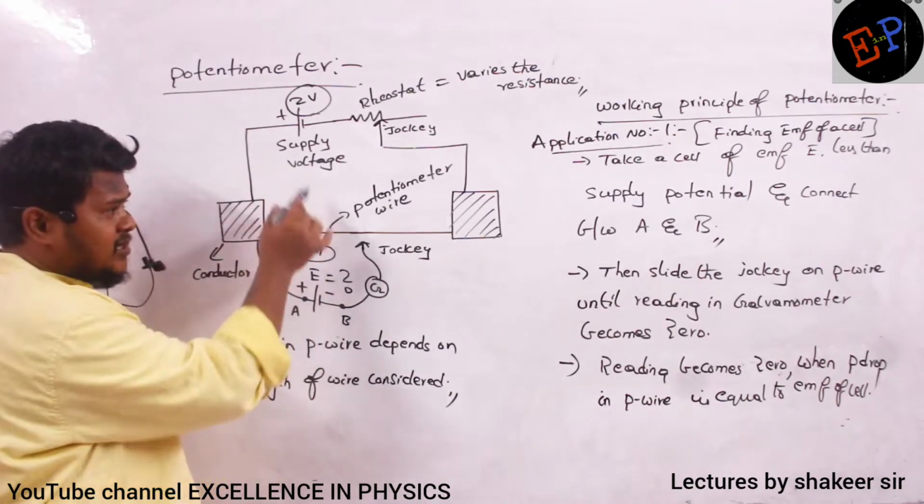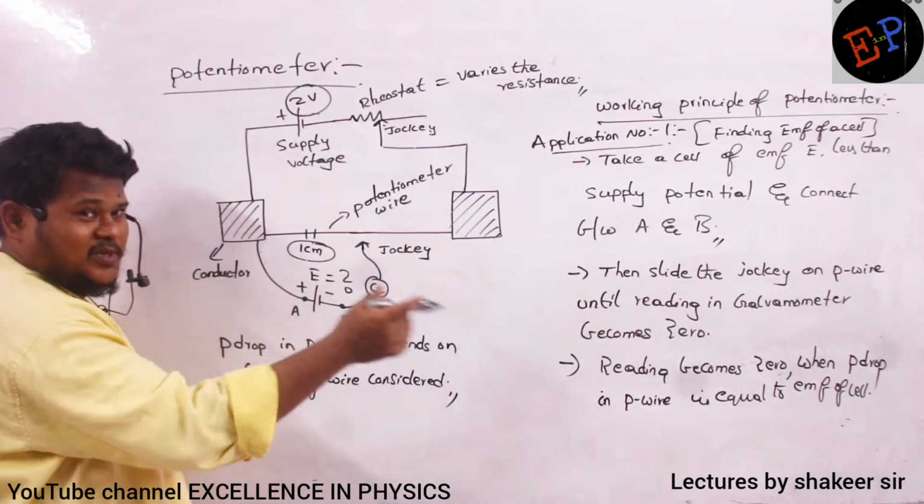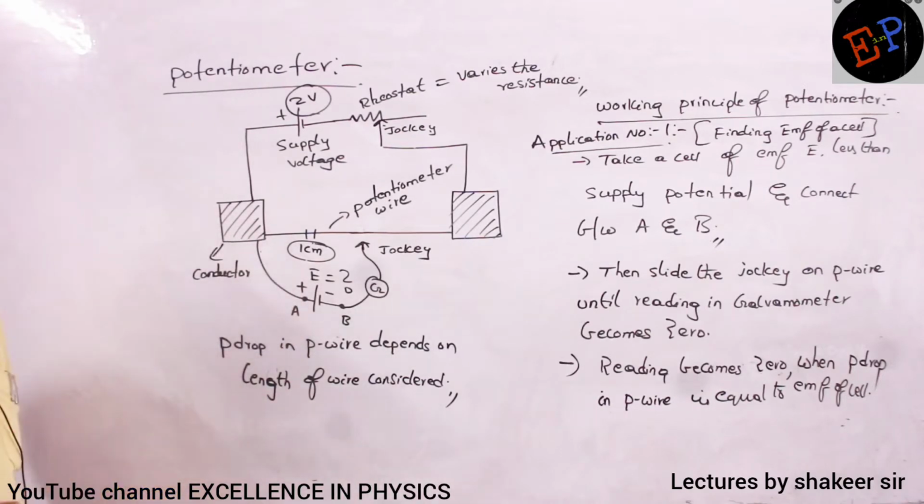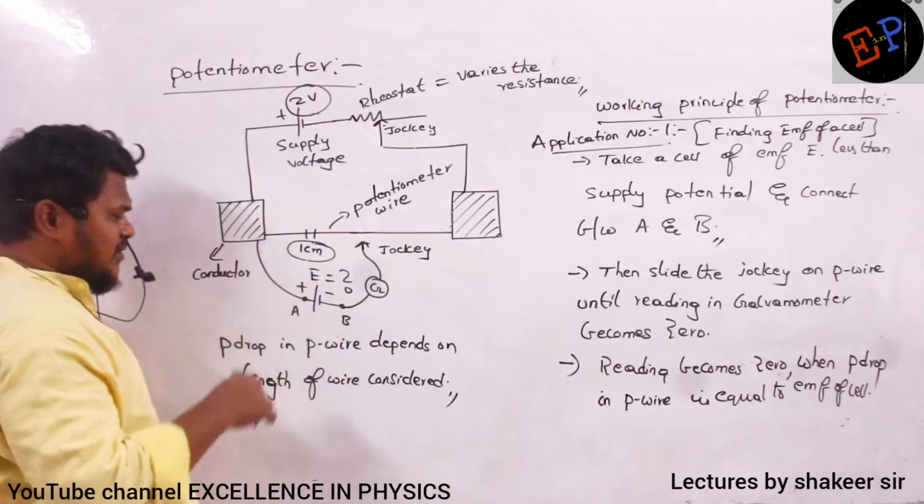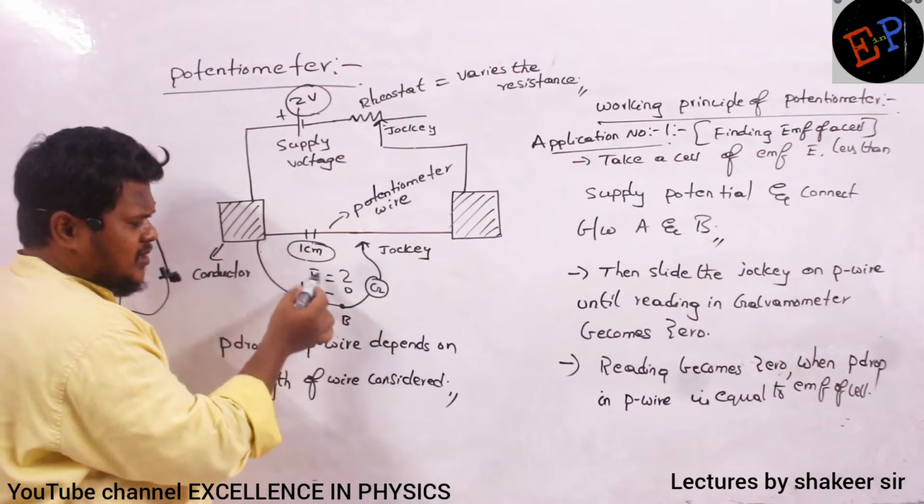For this application, this diagram you are supposed to draw. Are you able to understand? So the EMF of this cell I want to calculate.